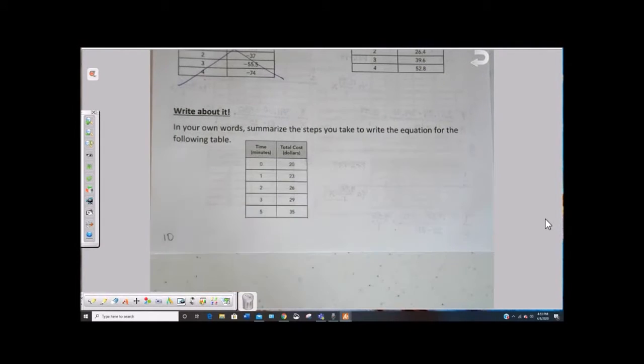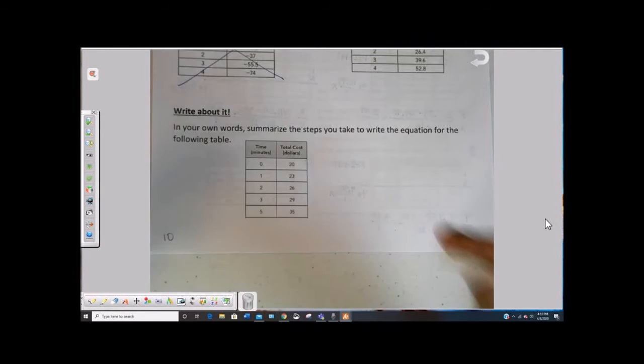I also want you to work on the summary at the bottom. So it says, in your own words, summarize the steps you take to write the equation for the following table. This does not have to be paragraphs long. Just make this short. You can do bullet points. However you want to do it, you can do step by step. You can make it in sentence form, just as long as I understand how you understand how to find your constant and write your equation. So you're responsible for this page, 7, 8, 10, and the summary.